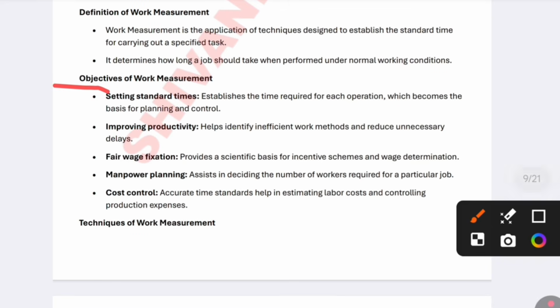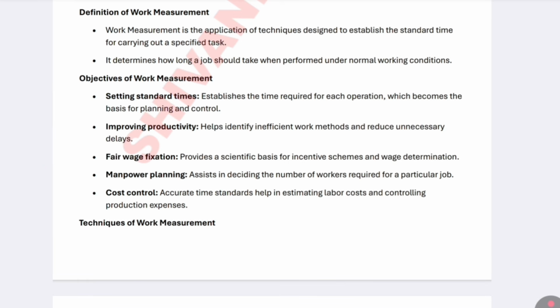First one, setting standard times, meaning how much time is required for each operation, which is useful for planning and control. Next one, improving productivity. With the help of work measurement, it reduces delays and improves work efficiency, and automatically increases productivity and output. Next one, fair wage fixation. Based on the working hours of the employees or laborers, we can give a fair wage, and work measurement helps us achieve that. Then manpower planning, and cost control, meaning expenses can be easily controlled. These are the objectives.